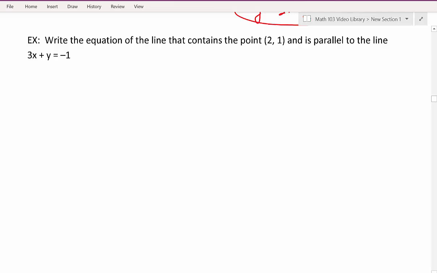In our final example, we want to write the equation of a line that contains the point (2, 1) and is parallel to the line 3x plus y equals negative 1. In order to write the equation of our line, we need a point, which is given, and a slope. They don't directly give us the slope, but they tell us that our line is parallel to the line 3x plus y equals negative 1. That tells us that we want the same slope as this equation right here.